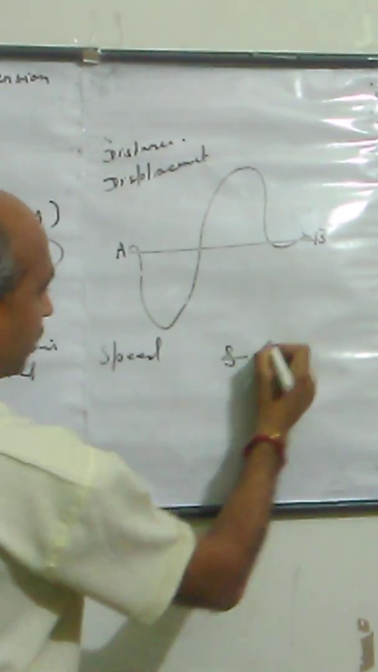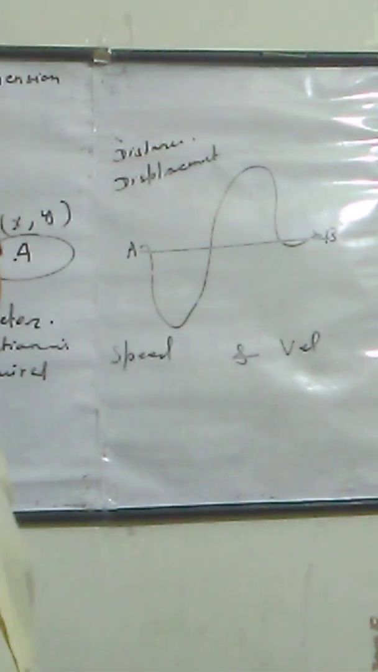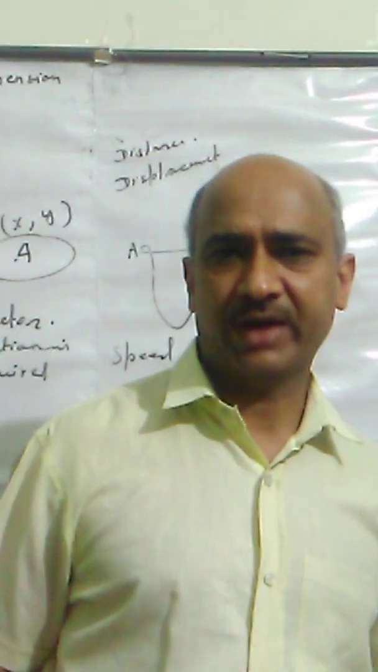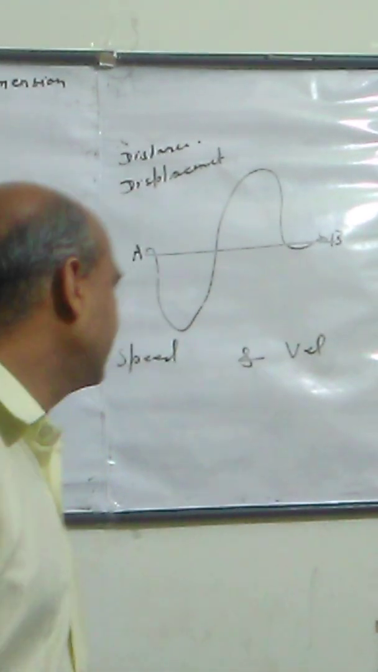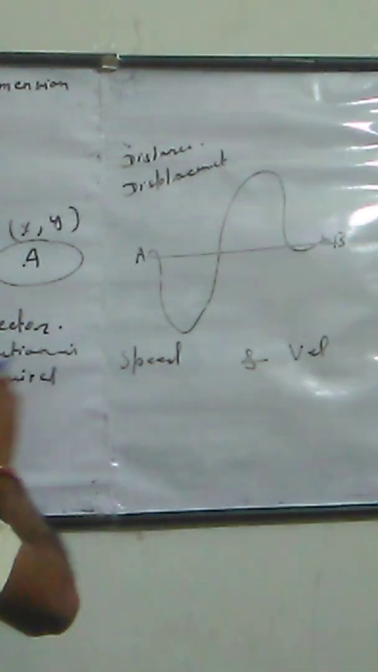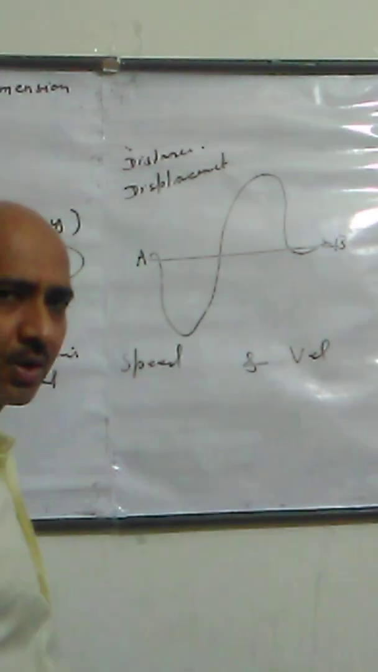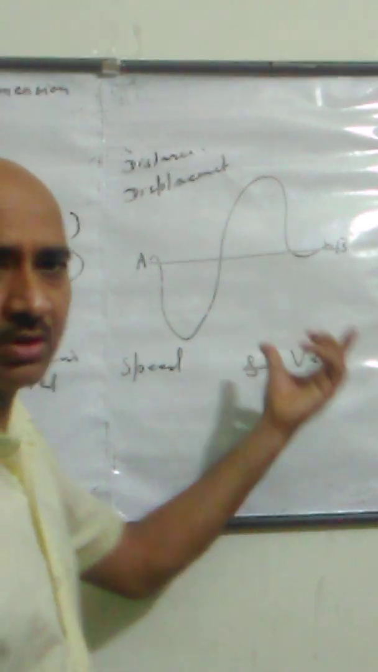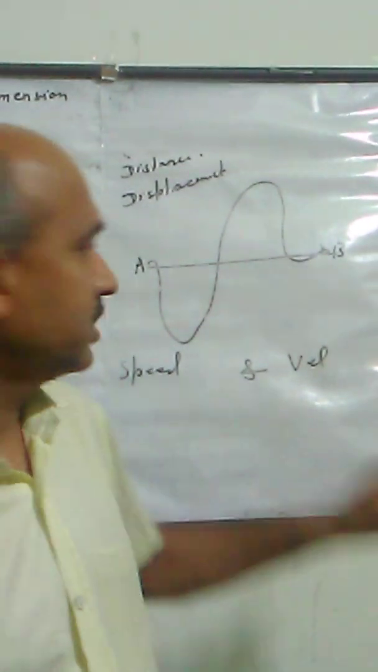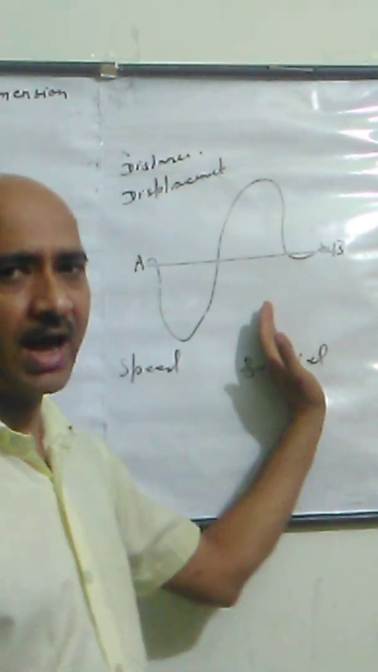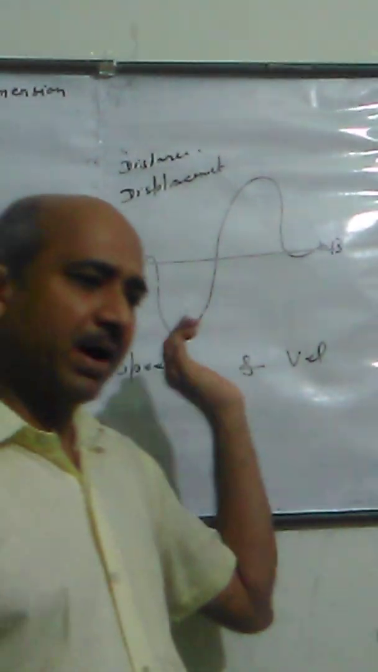speed and velocity. Okay, speed and velocity. I simply say go with a speed of 10 meter per second. I am not mentioning the direction. Direction is not mentioned, so that is a scalar quantity. That means speed is a scalar quantity. If I talk about velocity, velocity is nothing but the speed in a particular direction.